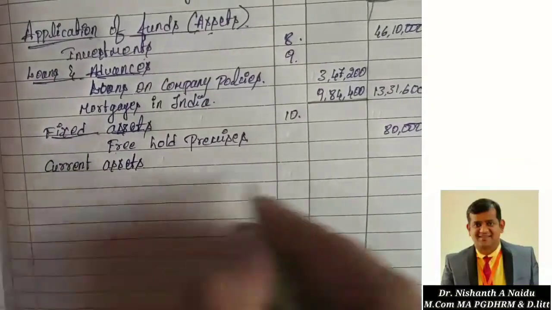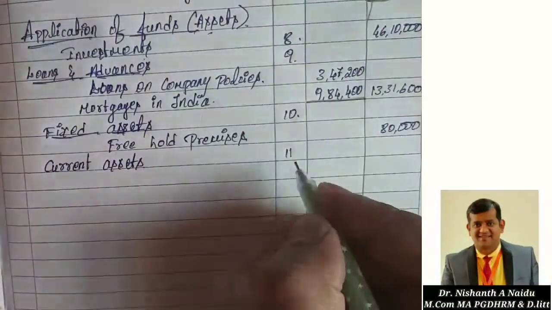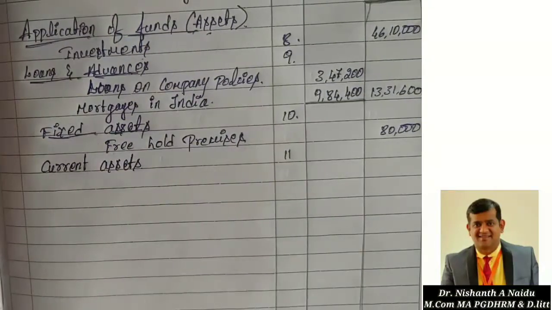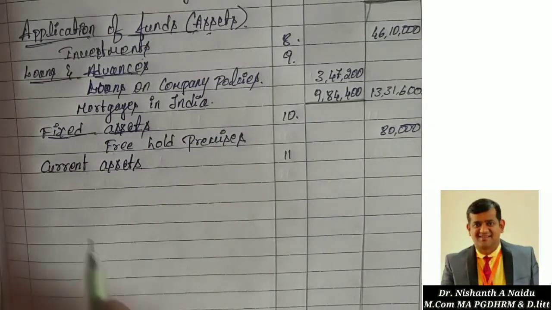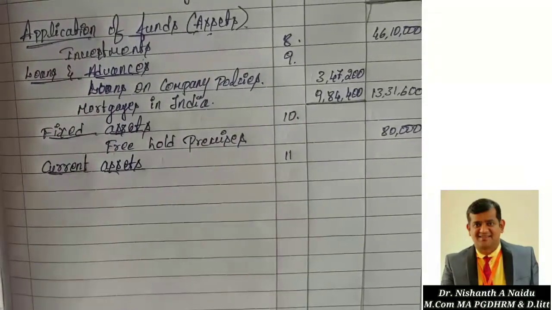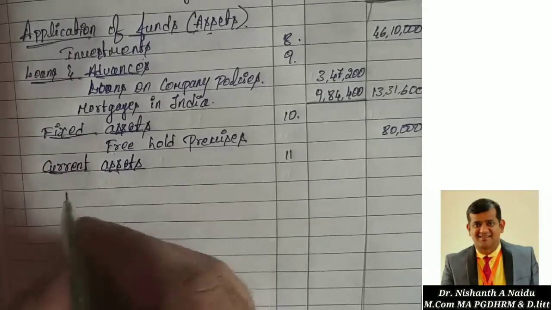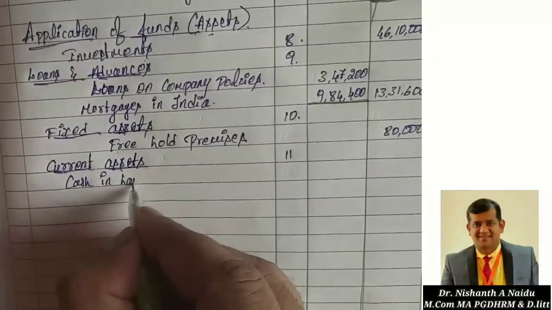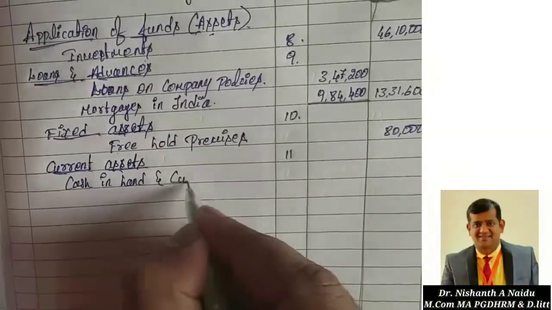Current assets, schedule number 11. So what all do we have in current assets, schedule number 11? That is only one item, right? Cash in hand and current account. So only one item we have, that is cash in hand and current account.